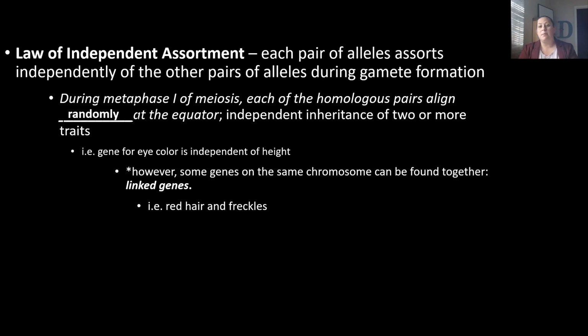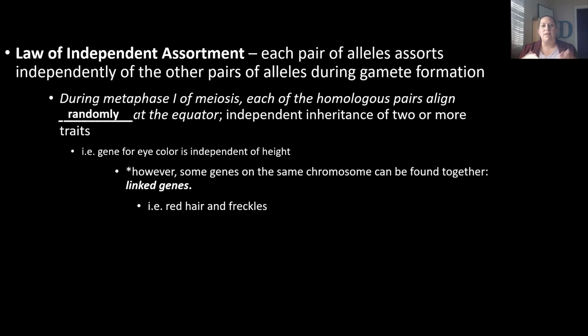However, some genes on the same chromosome may be found together, and those are known as linked genes. We have found that red hair and freckles kind of go together. But this is because they're found on the same chromosome. One's not found on chromosome 2 and the other on chromosome 5. They're both found on chromosome 2 in that particular case. Now, I don't know if that's actually the chromosome they're on, but I'm giving an example.